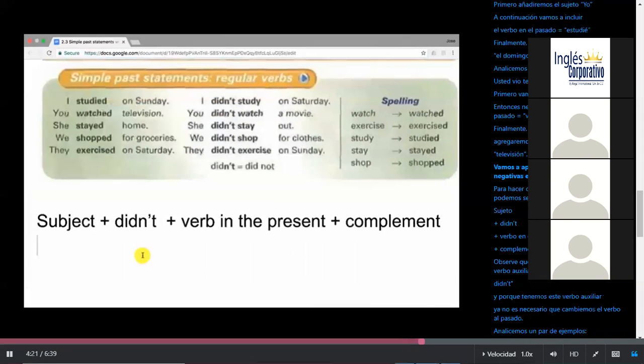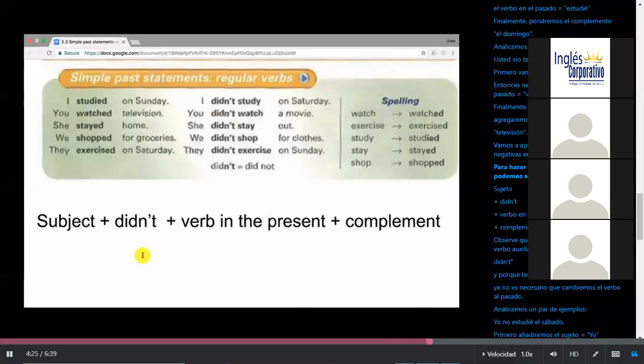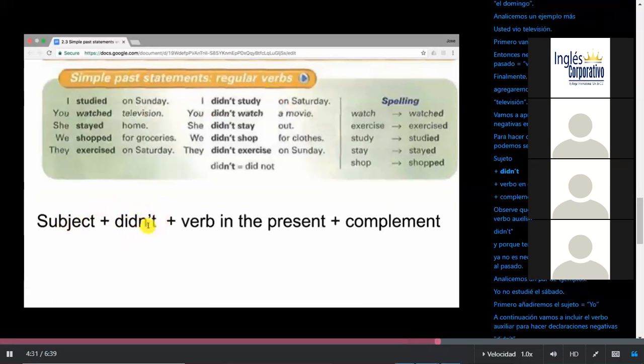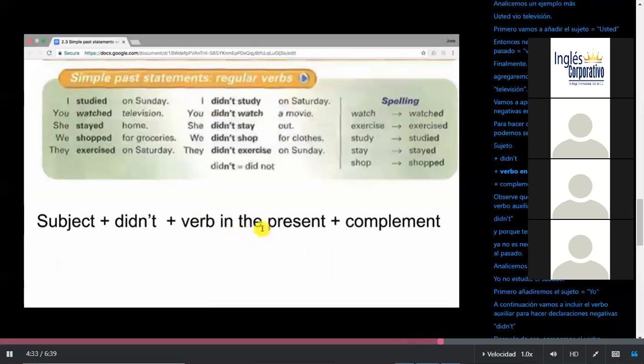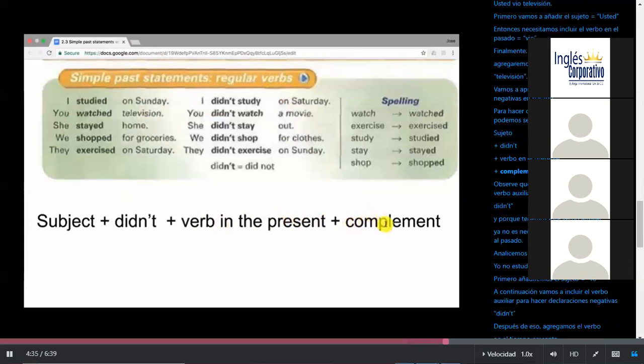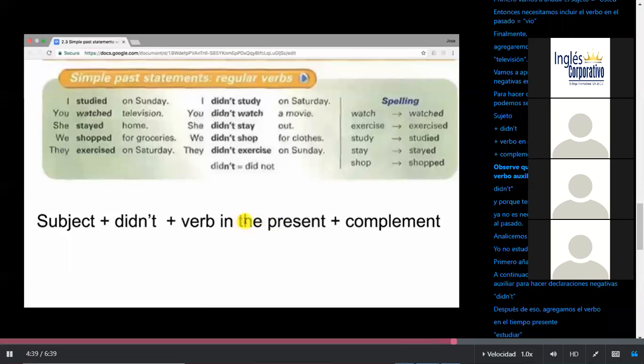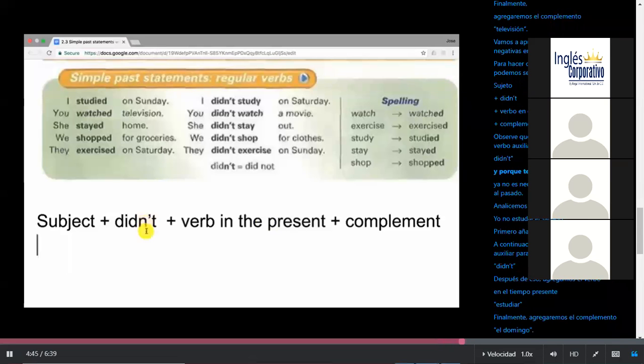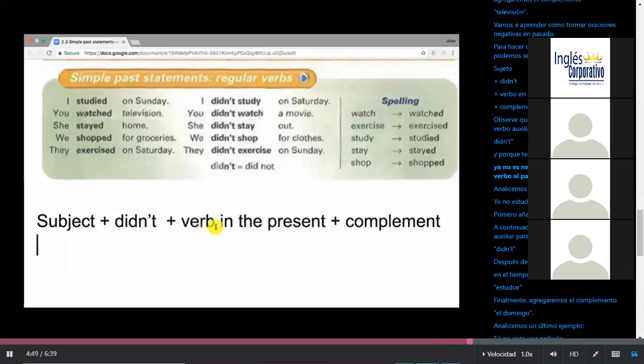Let's learn how to make negative statements in the past. In order to make negative statements in the past, we can follow this formula. Subject plus didn't plus verb in the present plus complement. Notice that in this case, we include an auxiliary verb, didn't. And because we have this auxiliary verb, we will no longer change the verb to the past tense.